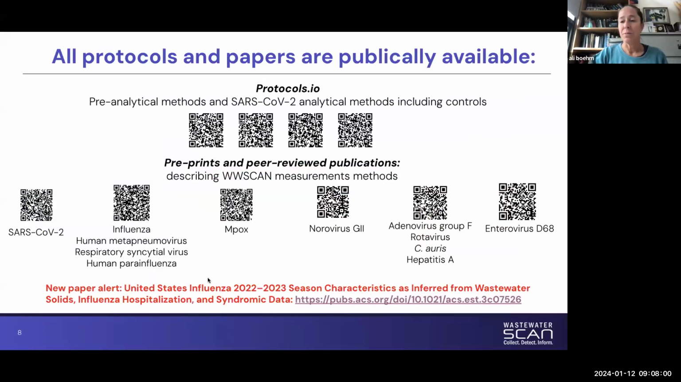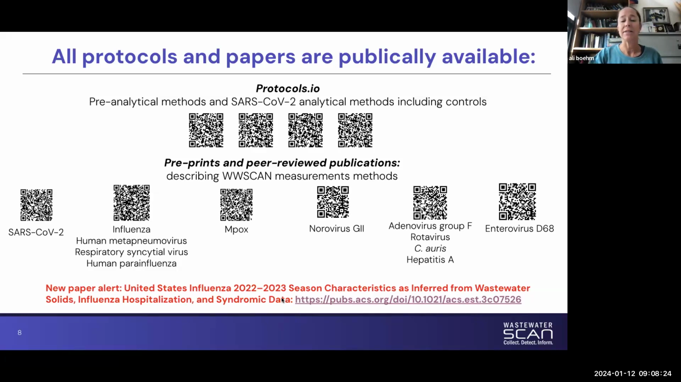All of our protocols and papers are publicly available. We always provide this information to you. It's also on our website, or you can reach out to us if you want access to papers. They're all open access, and these QR codes will take you directly to the websites. And then last time we met, we alerted you of our new paper on influenza A.